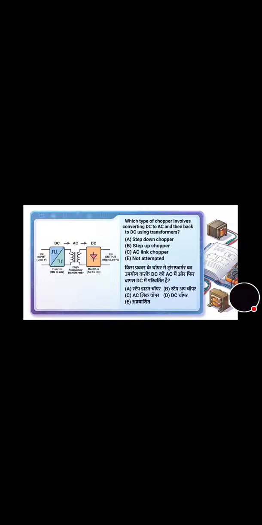Now question number 2. Which type of chopper involves converting DC to AC and then back to DC using transformers? The correct answer is option C, AC link chopper. Now move towards the next question, which is an instrument which measures the insulation resistance of an electric circuit relative to earth and one another.